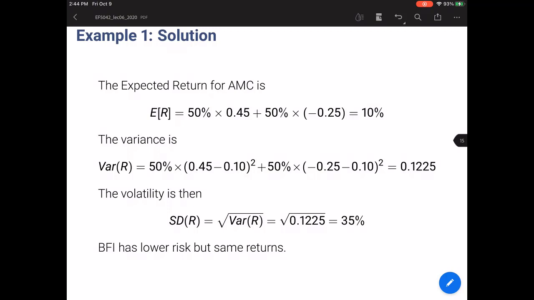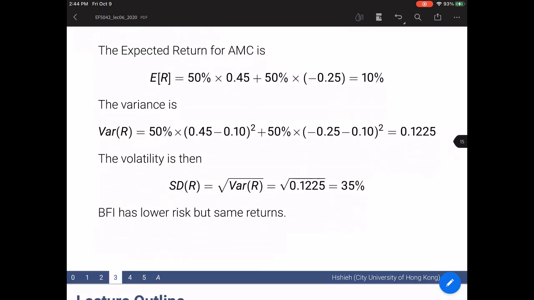And if we compare this volatility with the volatility of BFI, you'll see that this stock has a much higher variance or standard deviation. And therefore, for the same return, AMC is riskier based on this metric, based on variance. Okay? And so if I was an investor, I would choose to invest in BFI if I had a choice between BFI and AMC. Okay?